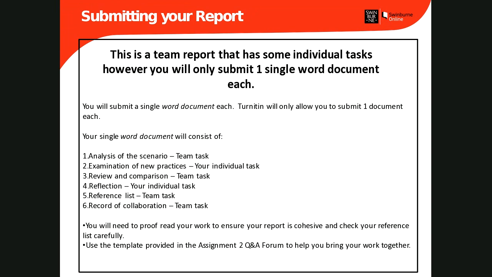Part 4 is your reflection. This is completely different for every single person's. The only person that sees this is yourself and your ELA. You don't email this to the rest of your team. You just include this in your individual submission. Part 5 is your reference list. The first list should be the team reference list, which is all the references you use for part 1 and 3. And then underneath that, you have a separate heading of individual reference list, and these are the references you've used for parts 2 and 4.